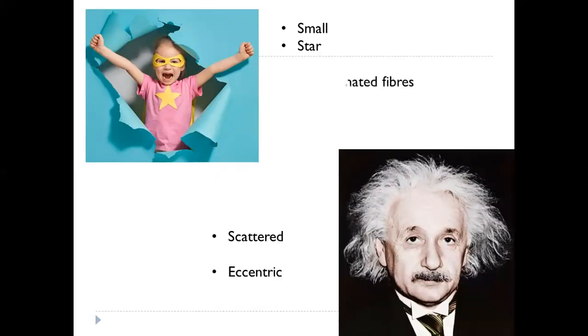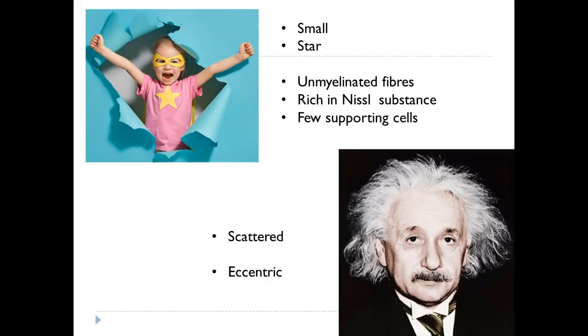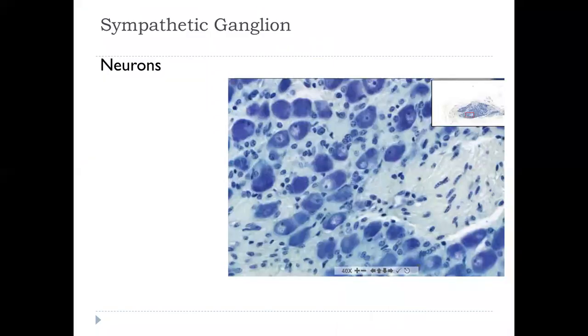The nucleus is eccentric, like certain people of this caliber. The nerve fibers are unmyelinated. That's just the opposite. No need of myelination here. It's rich in Nissl substance. And, you know, these kinds of people tend to be aloof. In the same way, these neurons have only a few supporting cells or a few satellite cells. So these are the differences between the spinal and the sympathetic ganglion.